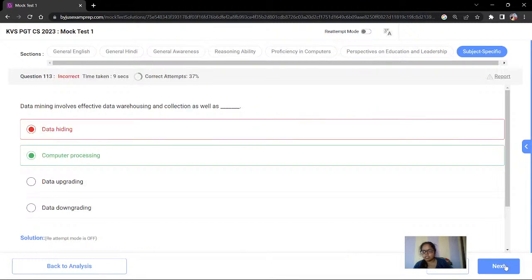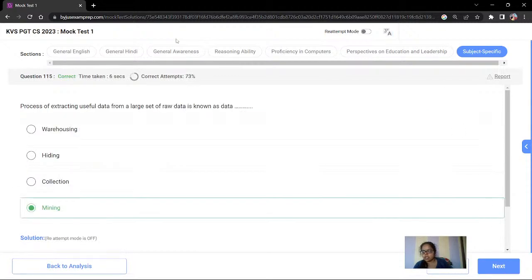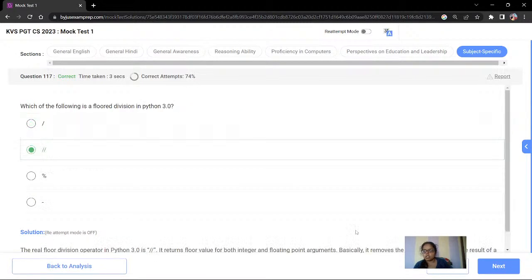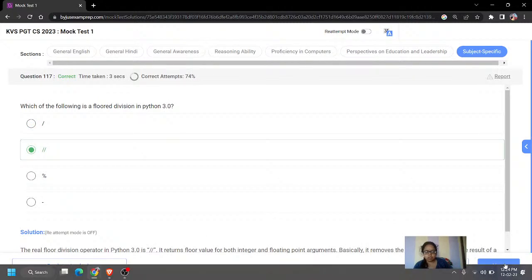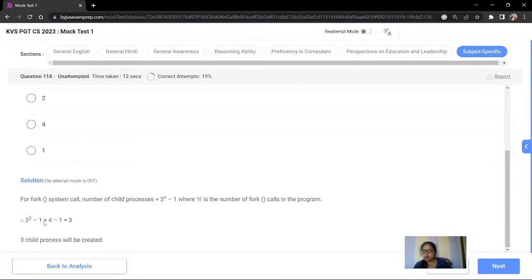Data mining is the collection as computer processing. Python is a programming language. Next, the process of extraction is called mining. Next, how does a comment start? That is hash. Next, which of the following is the floor operation? That is double slash. Next, fork operation: if you see there are two fork operations called, so 2 to the power 2 minus 1, that is 3 the answer.